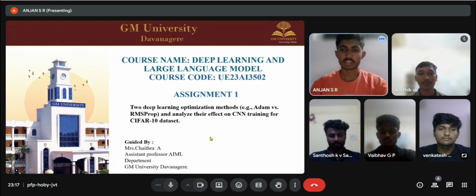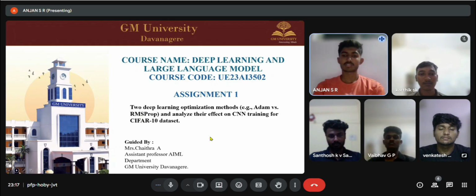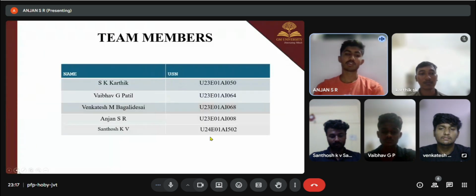Our course name is Deep Learning and Large Language Model. The assignment is to compare two deep learning optimization methods and analyze their effect on CNN training for the CIFAR-10 dataset. Our team members are SK Karthik, Vaibhav Girish Patil, Ventesh and Santosh.